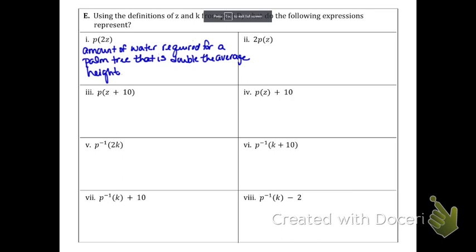All right, 2 says 2P of Z. So that 2 is on the outside, so that's going to affect the amount of the water, okay? So, because remember, P of Z is equal to K, so this is like saying 2 times K. So this is twice the amount of water required for an average height palm tree.